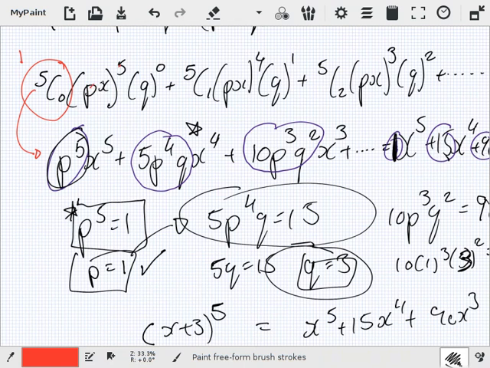p^5 is p^5, and q^0 is 1. So what you have is 1, p^5, x^5, and 1, which I just grouped together as p^5 x^5. 5C1 is 5, p^4 is p^4, q^1 is q, and x^4 is x^4. So that's my 5p^4q x^4. I'm just doing each bit one by one. Why did the q go before the x? The order's not important, because of the multiplication.